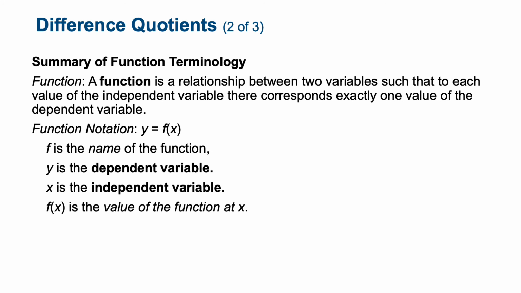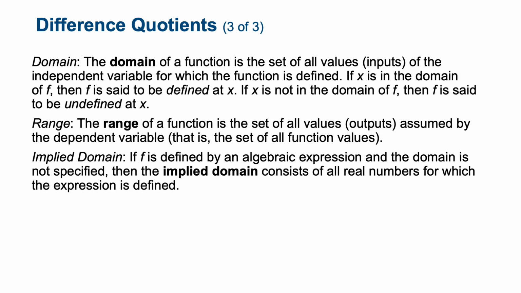Okay, so then we also talked about function notation, where y is equal to f of x. F is the name of the function, y is the dependent variable or the output, x is the independent variable or the input, and f of x is the value of the function at x. We also talked about domain. The domain of a function is the set of all inputs where the function is defined. All the values of the independent variable, in other words. So if x is in the domain of f, then you can say f is defined at x. If x is not in the domain of f, then f is said to be undefined at x.